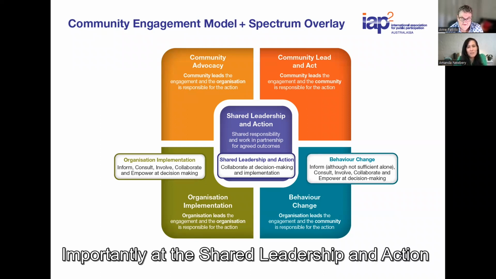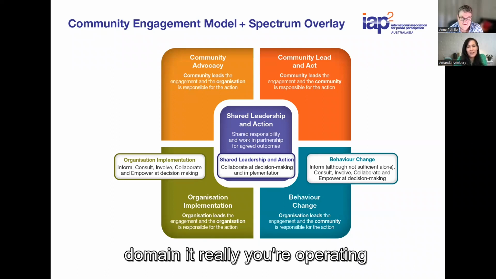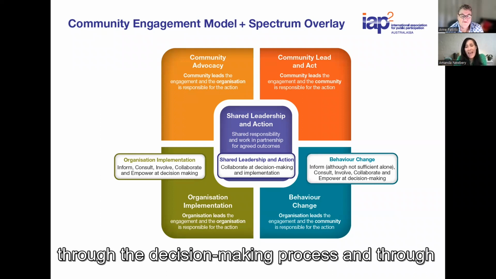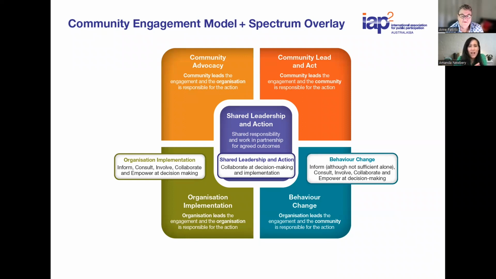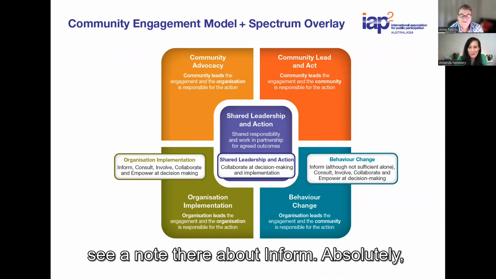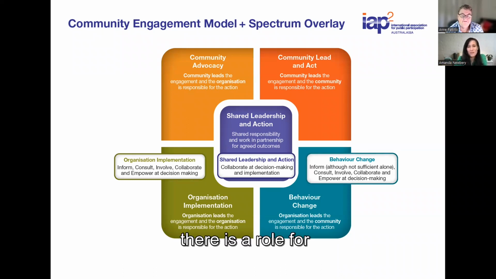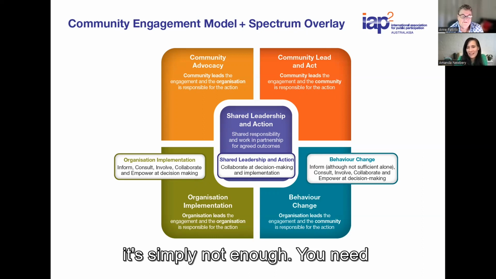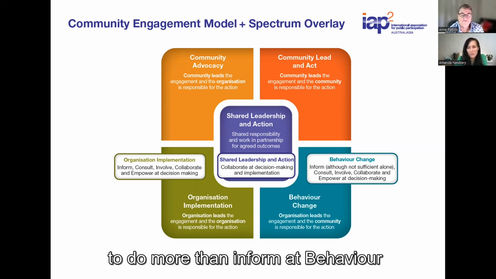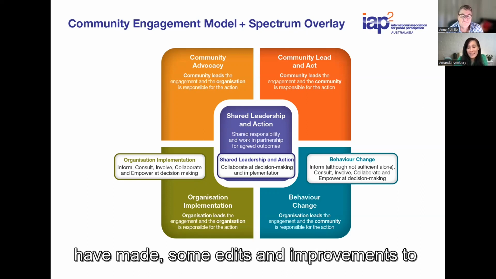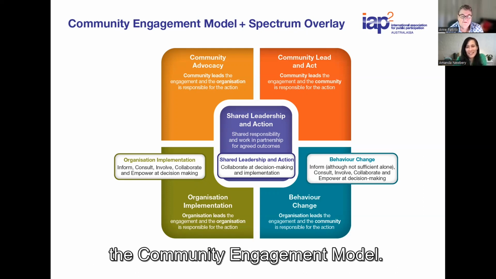Importantly, at the shared leadership and action domain, you're operating at collaborate, and you're operating at collaborate through the decision-making process and through implementation. Finally, at behaviour change, you will see a note there about inform. Absolutely, there is a role for informing, but if you are only informing, it's simply not enough. You need to do more than inform at behaviour change. And so that brings to a close those changes that we have made, some edits and improvements to the community engagement model.